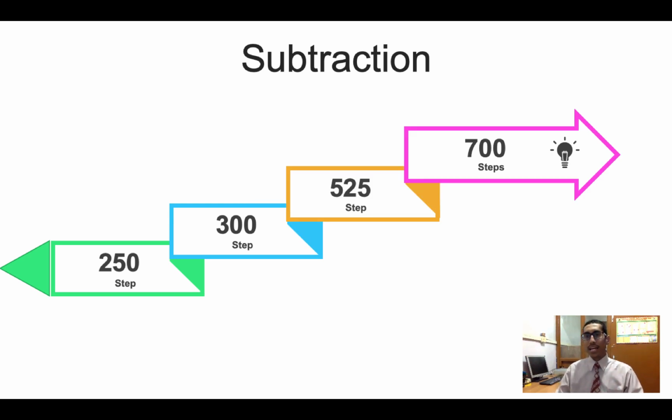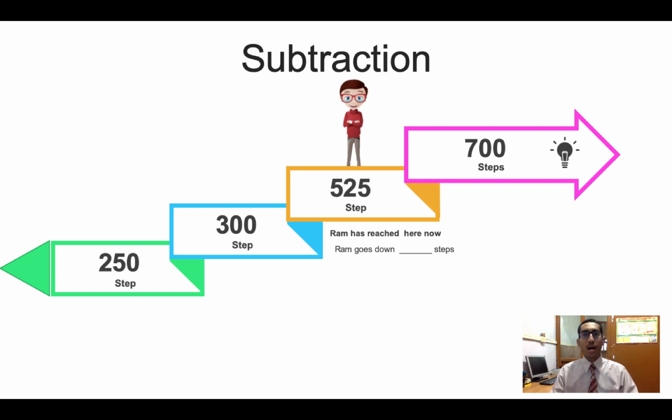Now again, Ram is standing on the 700th step. Okay, he has already reached his destination and he wants to come back home now. So he decides to climb down. So from the 700th step, he now moves down and he is standing on the 525th step. Okay, now how do I know how many steps he climbed down? In order to know this, again I need to do the same 3 steps from before that we learned.